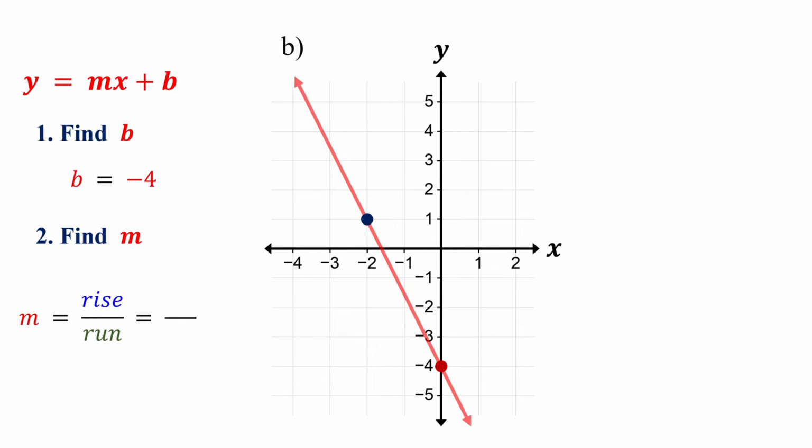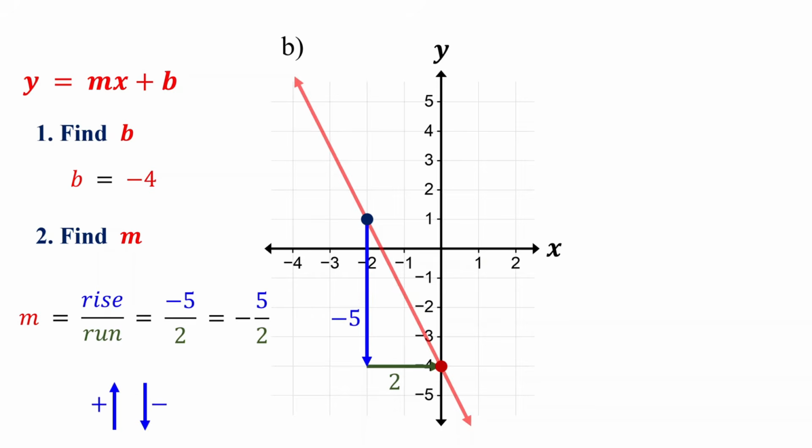To find the rise, start at the left point and move down 5 units to reach the level of the right point. Note that moving up gives a positive rise, and moving down gives a negative rise. Here, since we moved down 5 units, the rise is -5. To find the run, from where you left off, move to the right 2 units. So the run is 2.